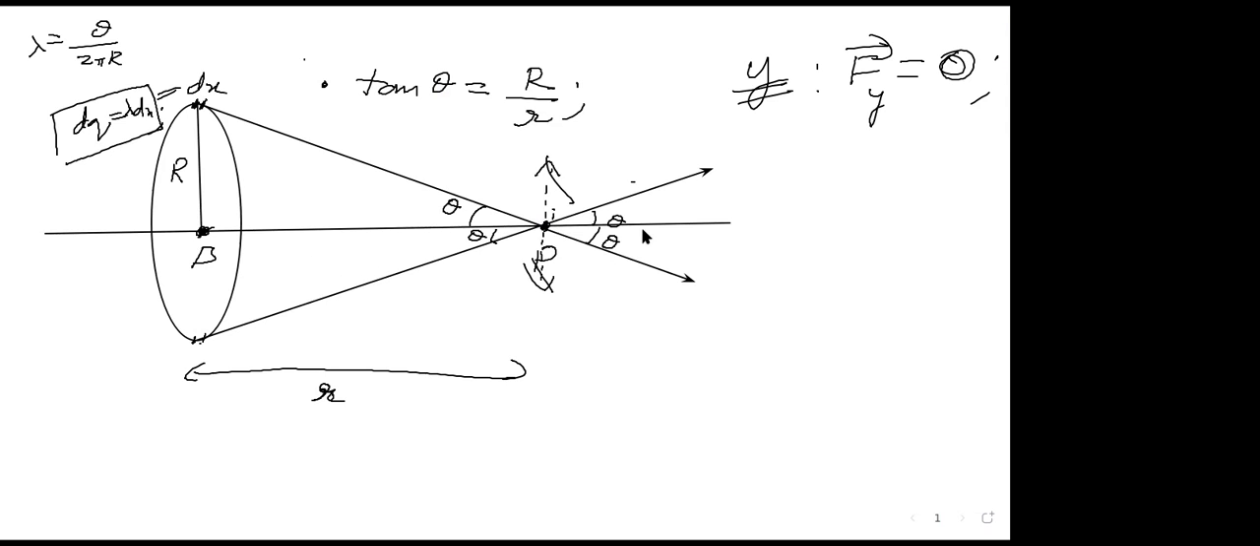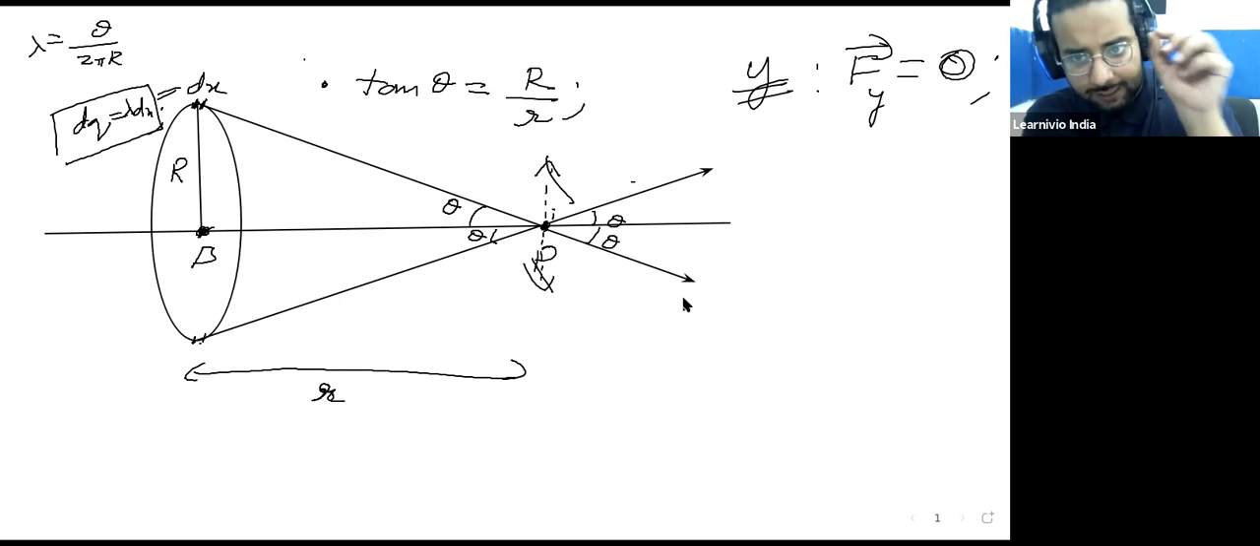So why do we take it as dx? Because the length of the element is very small. We're taking a small length. Yes, absolutely. That is why.